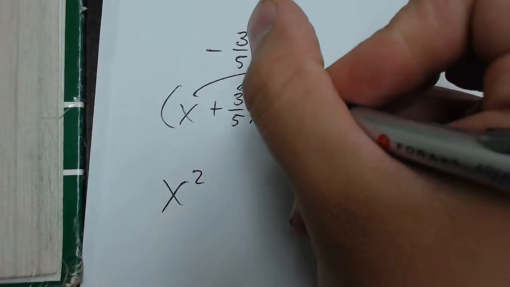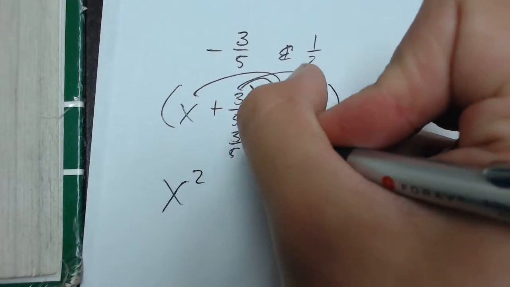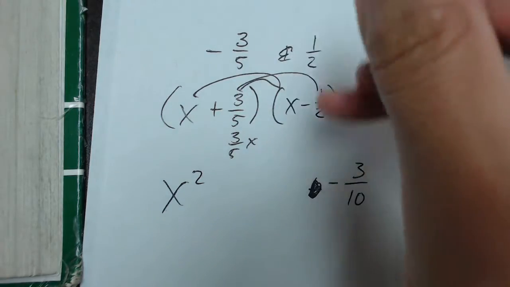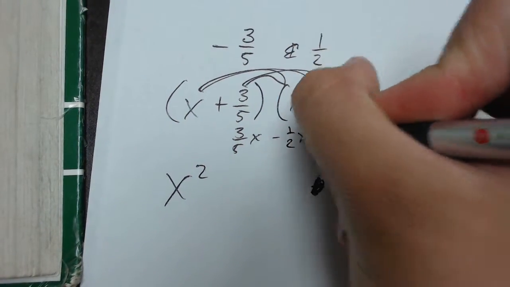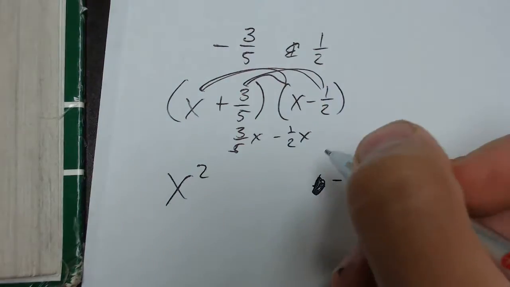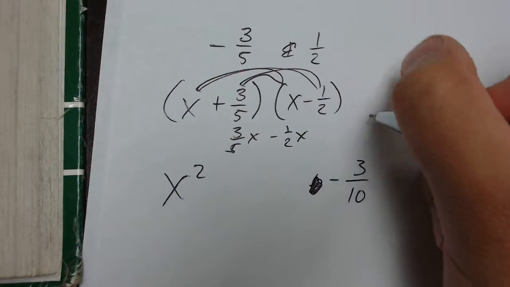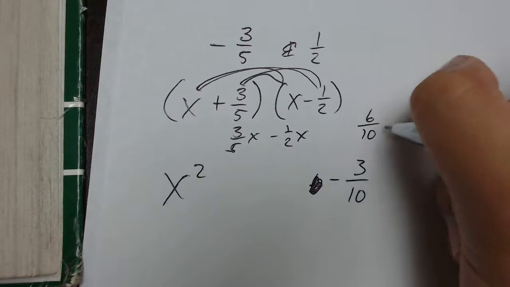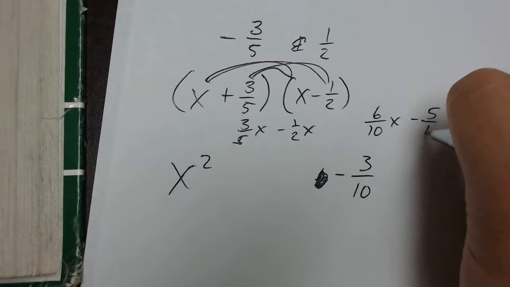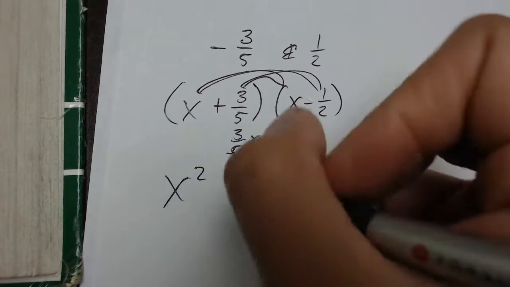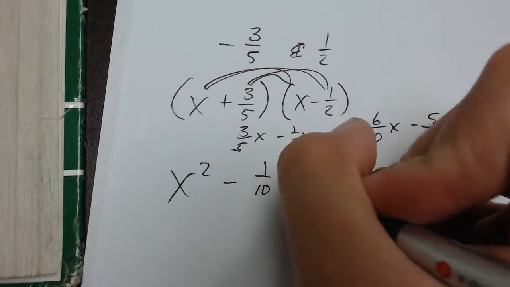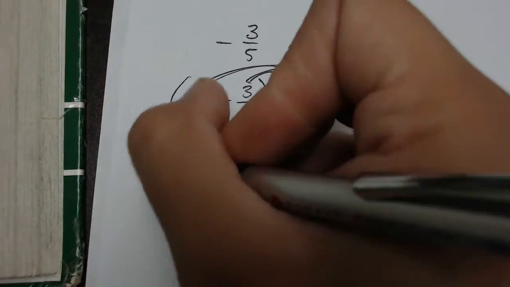my middle times my middle, or my inside, 3/5 x, and then I'm going to get -1/2 x. So now I have to add these two together. That can be written as 6/10 x minus 5/10 x, once I give them common denominators. 6 minus 5 is 1. So I've got 1/10 x. And this is the answer right here.